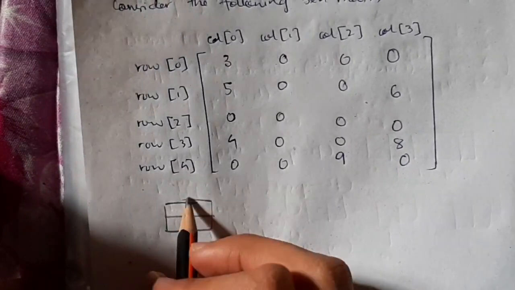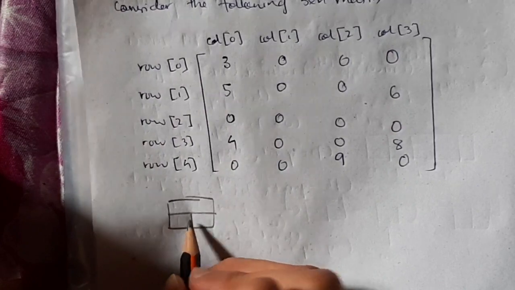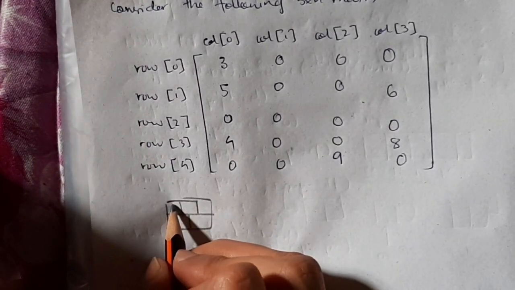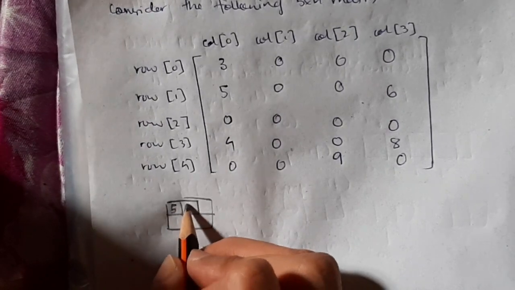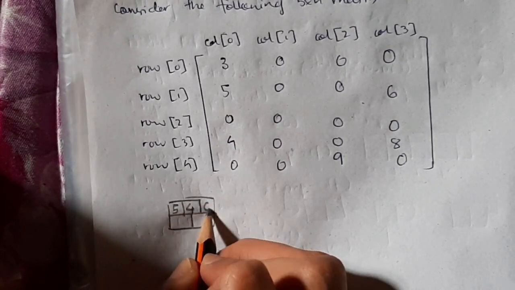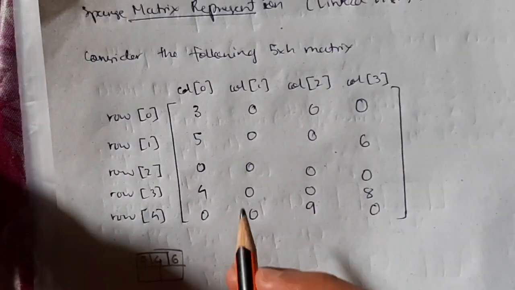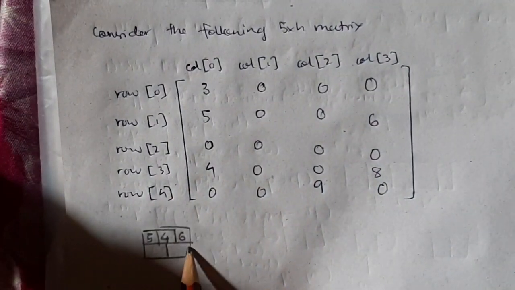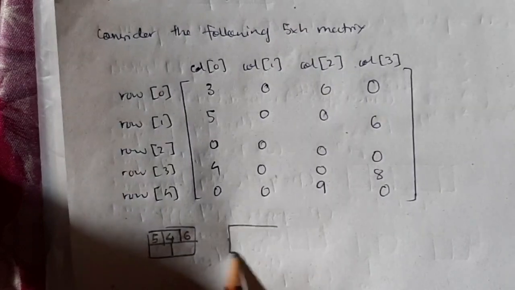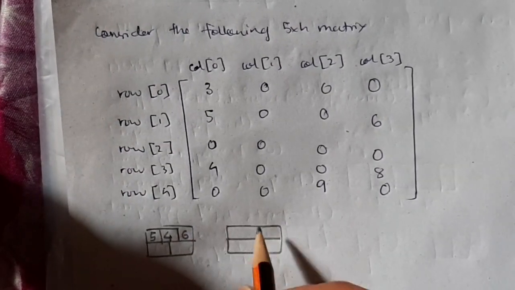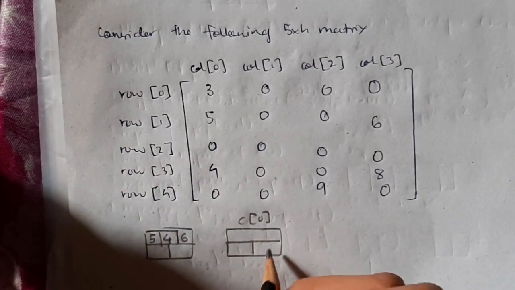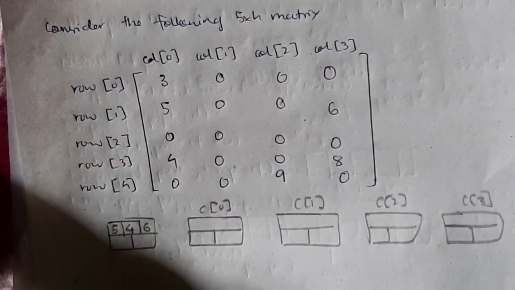Divide into 2 sections and make 3 columns here up. Here you will write the number of rows, which is 5. Then you will write the number of columns, and the number of non-zero elements. Now for each column, column 0 to column 3, you have to make a connection like this. Make a box here and divide it into 2 sections and write here c of 0. Like that you have to do for all the columns.